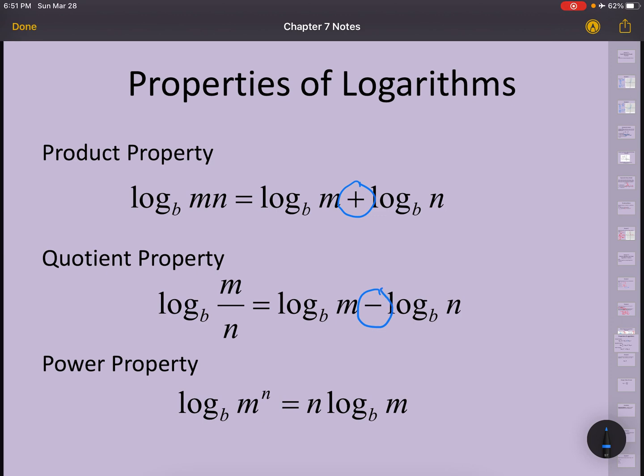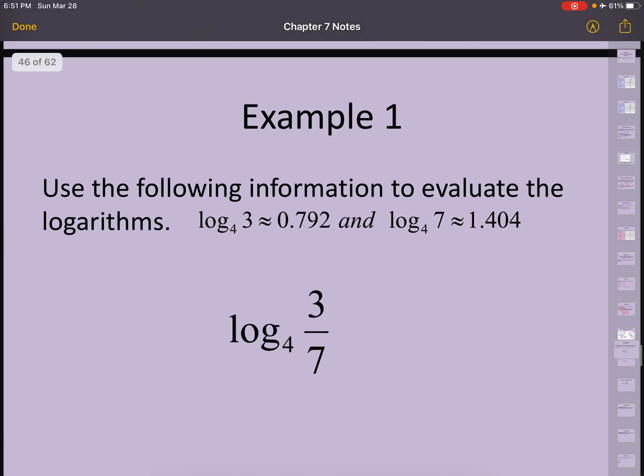And last but not least, the power property is if we have log base b of m to some kind of power, what we could do is take that power or exponent and tack it out front of the logarithm and leave the base alone on the inside of the logarithm. Okay, so those first three.